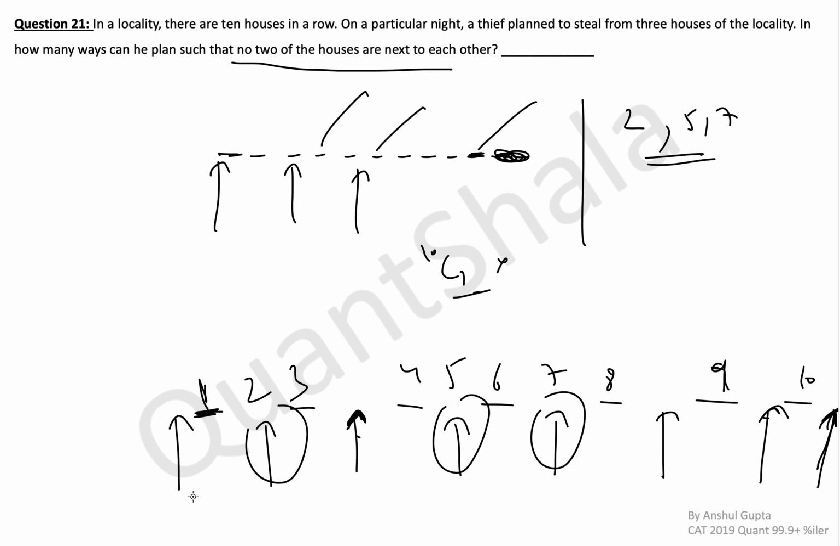So you have to choose 3 out of these 8 arrows. That means you have to choose 3 houses in which the thief is going to steal from these 8 positions. So the answer is going to be 8C3. 8C3 is simply 8 into 7 into 6 divided by 3 factorial, which is 6. 6 gets cancelled. 8 multiplied by 7, you get 56.